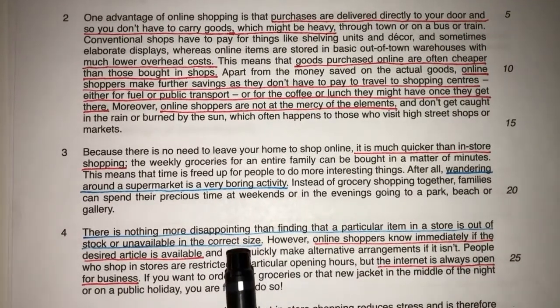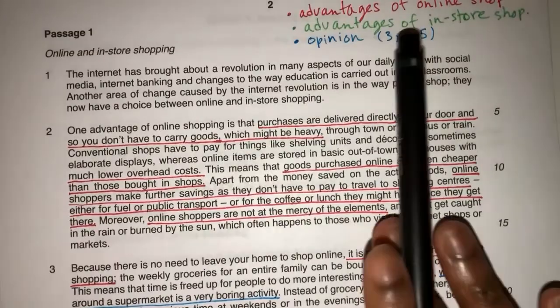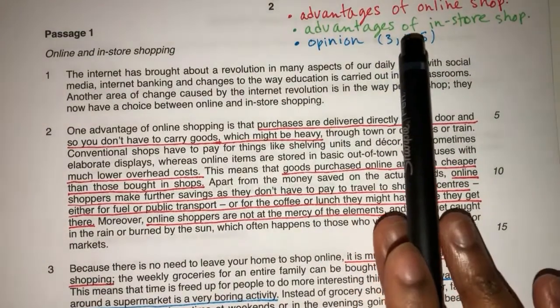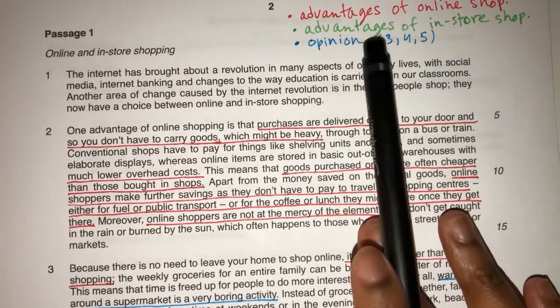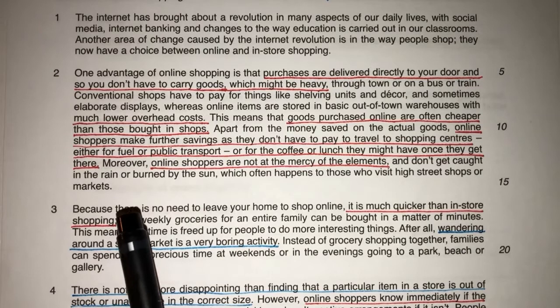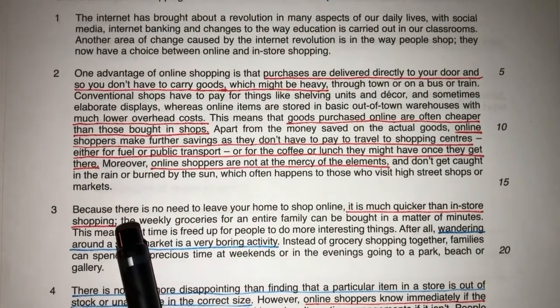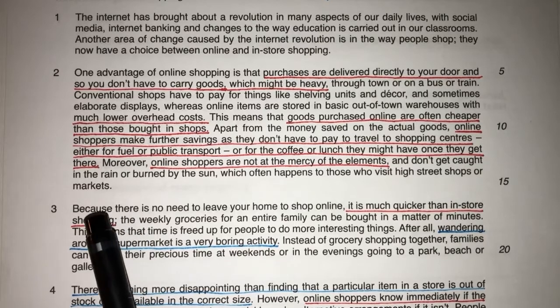Moving on to paragraph 3. Okay? And here, when I get to paragraph 3, in my head, I kept repeating 3, 4, 5, 3, 4, 5, 3, 4, 5. So when I reach paragraph 3, automatically my brain tells me, be on the lookout for an opinion. Okay?